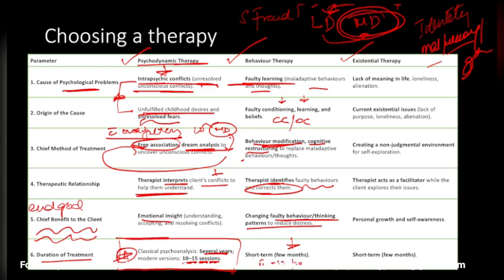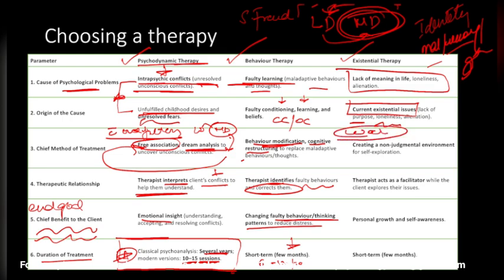Existential therapy is also a school of thought, where they see that the cause of psychological problems is the lack of meaning in one's life, feelings of loneliness and alienation. The origin of these psychological problems comes from current existential issues, for example, any lack of purpose that the person might currently be feeling, or any loneliness that may be present. In adverse conditions like war, there might be a lot of loneliness, alienation and fear, which can lead to a crisis.